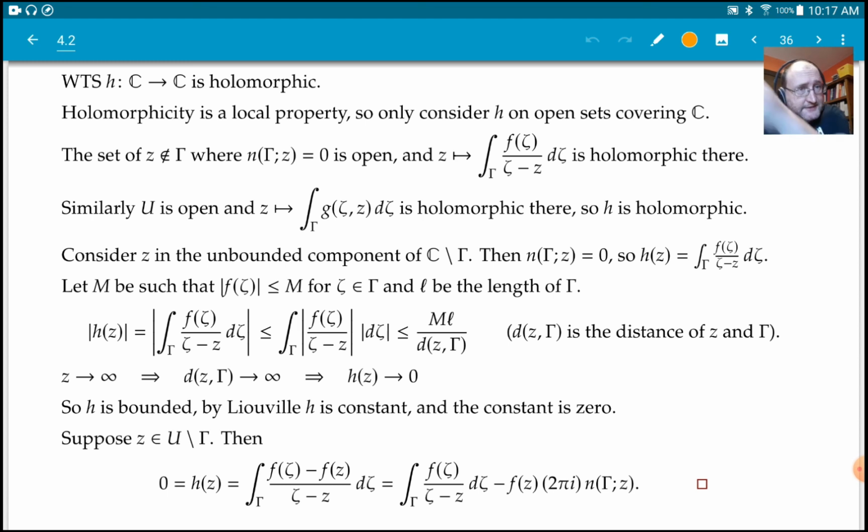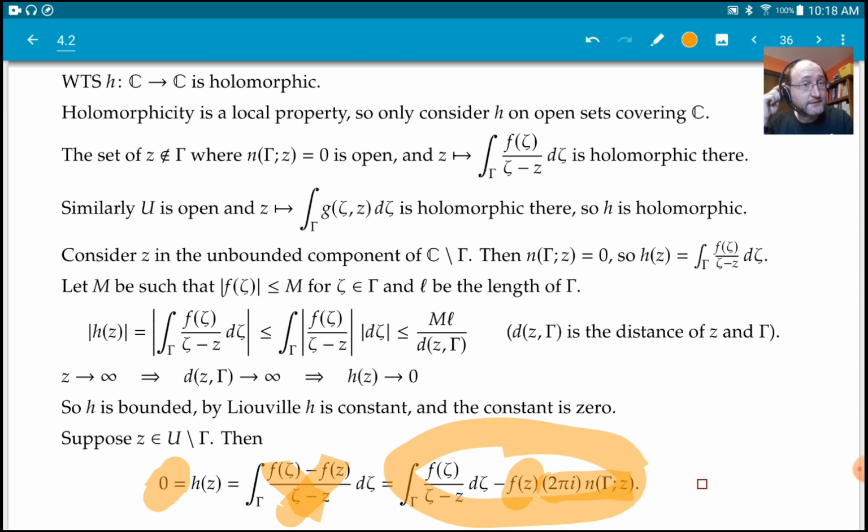We do exactly the same thing as before. We split up this difference quotient, and in the second integral we pull out the f of z. Up to the 2 pi i, we get the winding number of gamma around z, and now we know that's actually 0. So this being 0 is precisely the Cauchy integral formula. So we're done. It's kind of a slick proof.